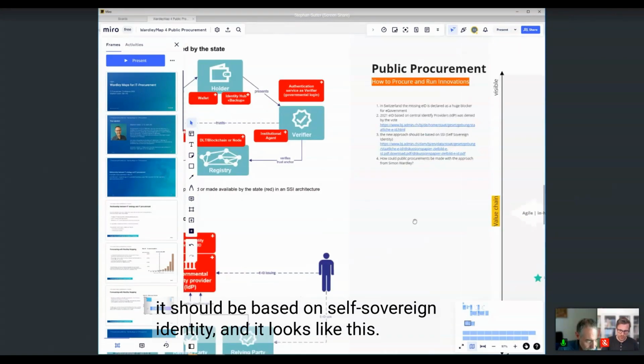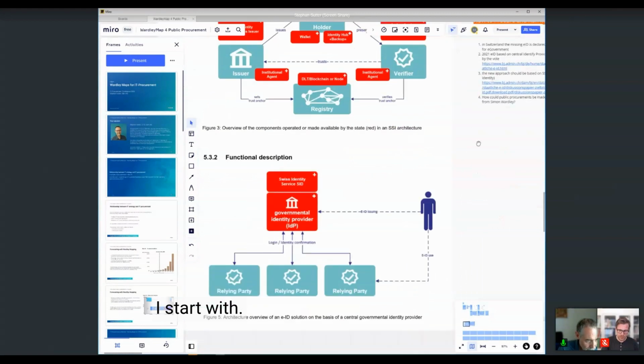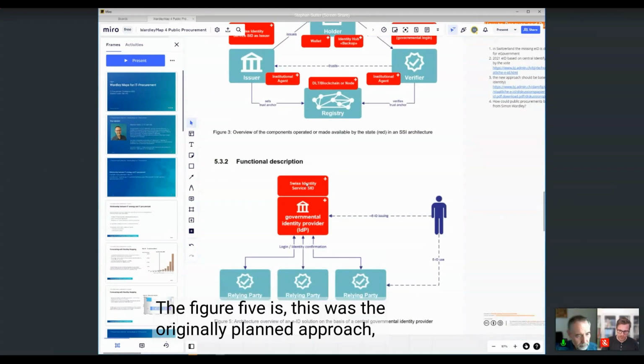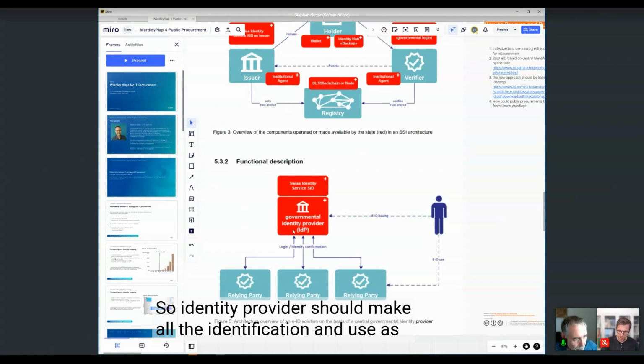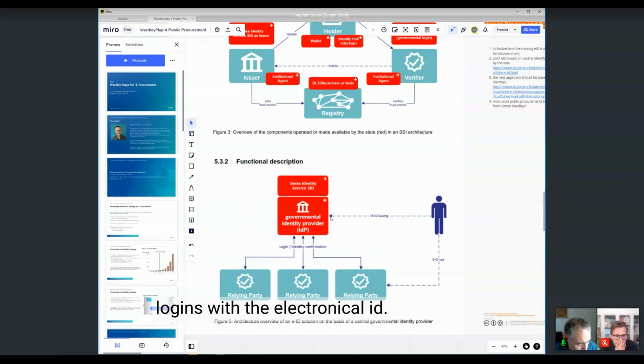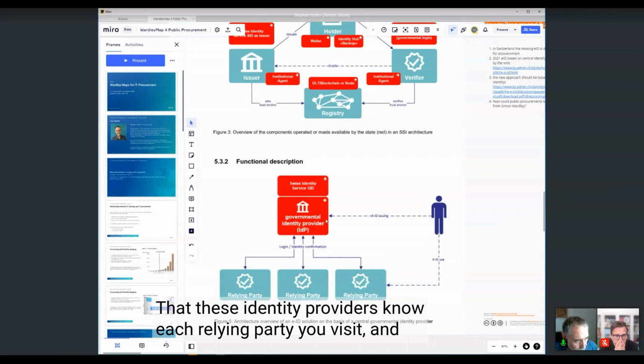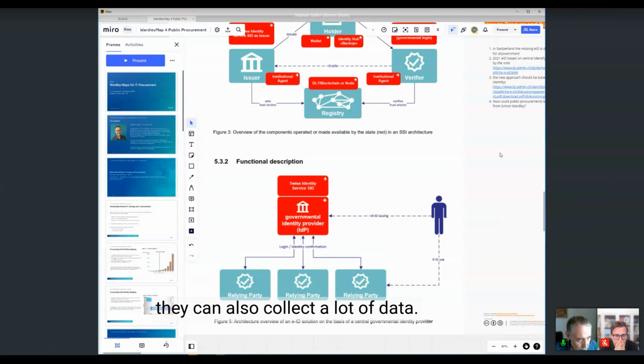And it looks like this. I start with the figure 5. This was the originally planned approach, where central government identity providers should make all the identification and use as logins with the electronic ID. And the risk here is that these identity providers know each relying party you visit, and they can also collect a lot of data.